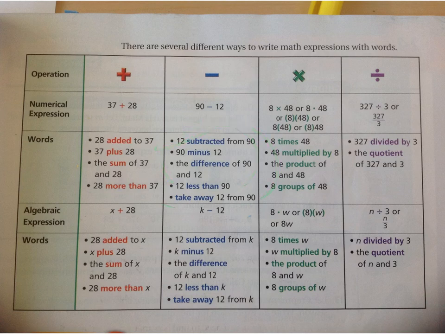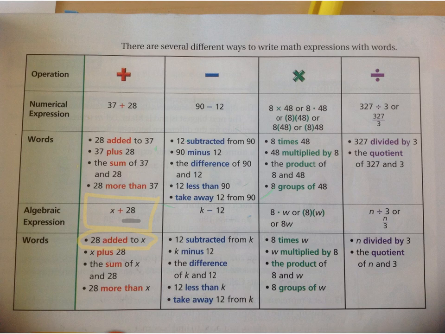So let's take a look at the algebraic expression x plus 28. So we are right here. And this is where in your notes you can highlight here or make some notes on the side. So you have x plus 28. What I do want to point out is this one, 28 added to x. If you notice, the 28 is second. And the way that I want you to think about it is 28 added to x.